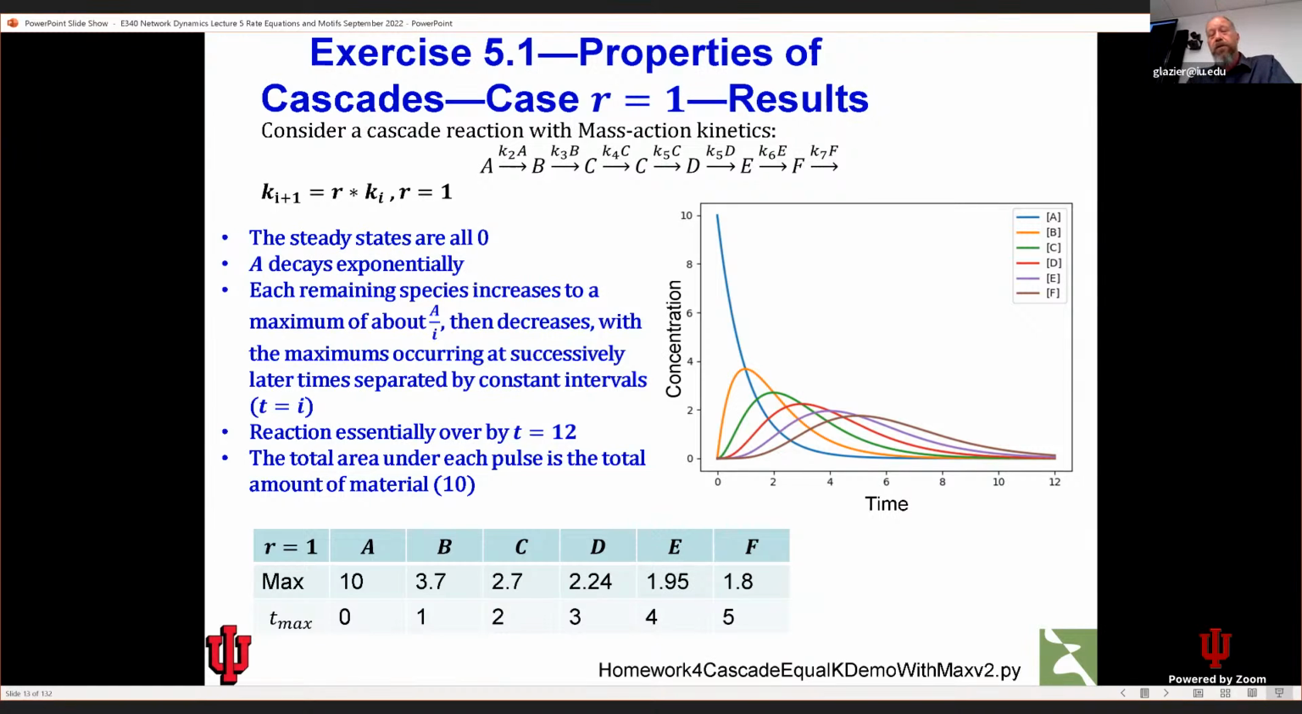For A, the initial value is its maximum, and its final value is 0. So the minimum value is 0 for everybody. So that doesn't tell us much. But the max value and the time of the maximum is significant. If I look at the values of the maxima, it's not quite so obvious what's going on.